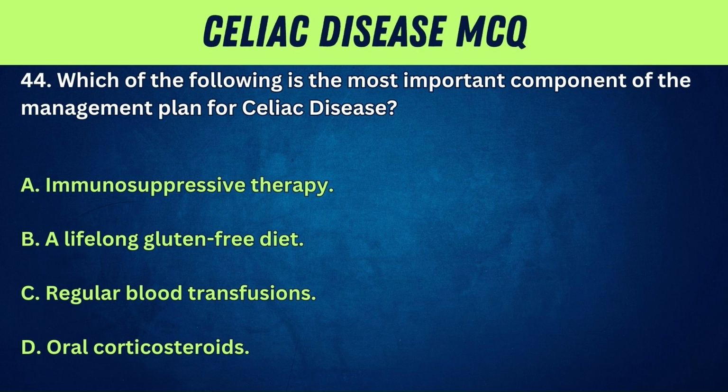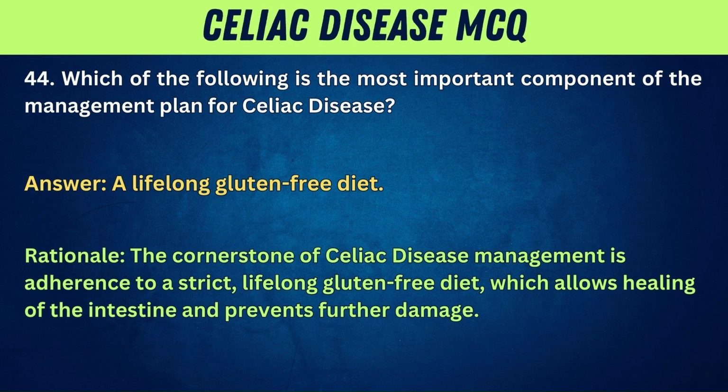44. Which of the following is the most important component of the management plan for celiac disease? A. Immunosuppressive therapy. B. A lifelong gluten-free diet. C. Regular blood transfusions. D. Oral corticosteroids. Answer: a lifelong gluten-free diet. Rationale: the cornerstone of celiac disease management is adherence to a strict, lifelong gluten-free diet, which allows healing of the intestine and prevents further damage.